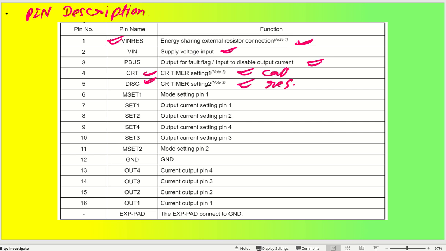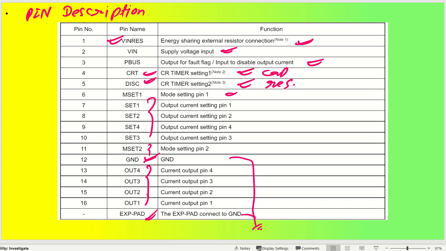Okay. We have mode setting 1, and we have the output current setting pins. These 4 pins are there. We have mode setting 2, and then we have the ground pin, and we have the current output, 4 pins are there, and we have the exposed pad that must be connected to ground again. So this and this both should be tied together to ground. Okay, so it is as simple as that.